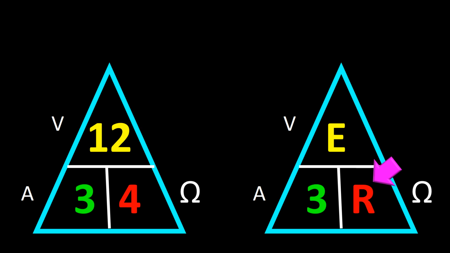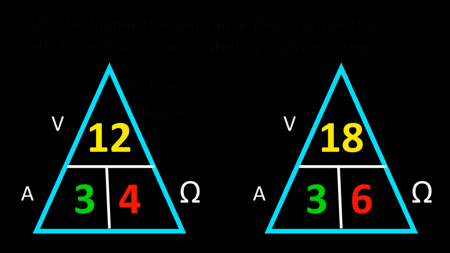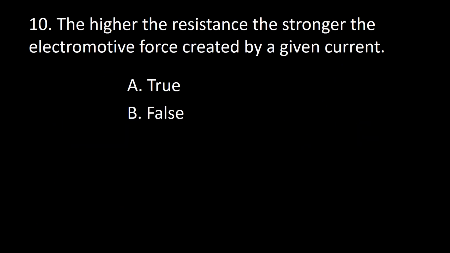I will now go to the resistance in the second triangle and introduce a value of 6 ohms, that is 2 ohms more than in the first triangle. These numbers will produce an electromotive force of 18 volts. Hence, the higher the resistance, the stronger the electromotive force created by a given current. So the answer to this question is true.